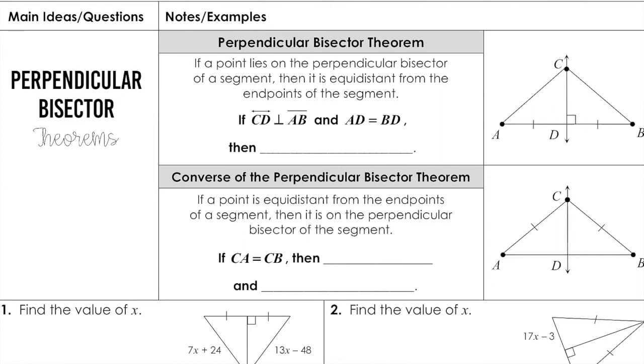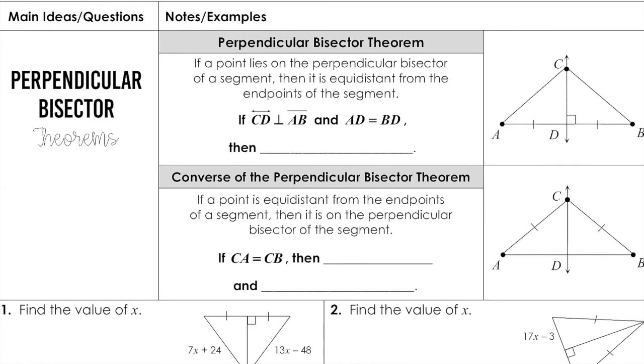What does it mean to be equidistant? Yeah, it's the same distance across, which would make those two segments what? Congruent. Make our two segments congruent. So if a point lies on the perpendicular bisector, it is equidistant from the endpoints.